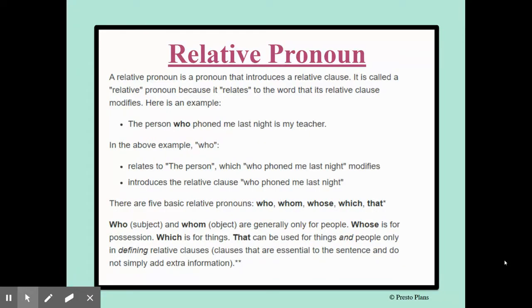A relative pronoun is a pronoun that introduces a relative clause, but why is it called relative? It is called a relative pronoun because it relates to the word that its relative clause modifies. Here's an example. The person who phoned me last night is my teacher. In the example, who relates to the person, which who phoned me last night modifies. It introduces the relative clause, who phoned me last night.